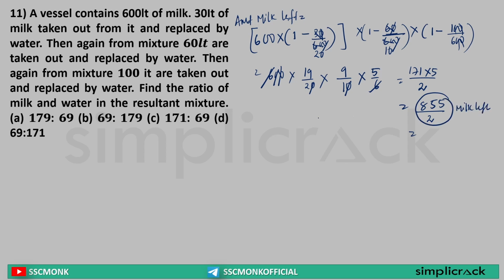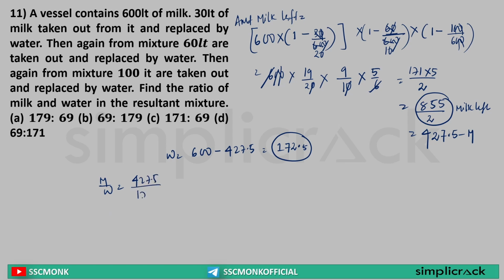So here what is happening? This is the amount of milk left, which is 427.5. Yes, this is the milk. So what is the water? Water is equal to 600 minus 427.5, which is 172.5. This is water, this is milk. So the ratio of milk to water is equal to 427.5 divided by 172.5, and you can solve it.